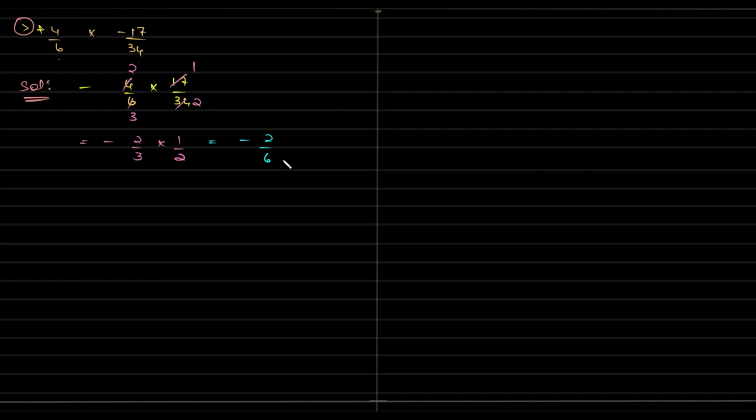Right? Again, this is not in simplest form. I'm going to divide by 2. So 2 by 2 is 1, 6 by 2 is 3. And we have negative 1 by 3.